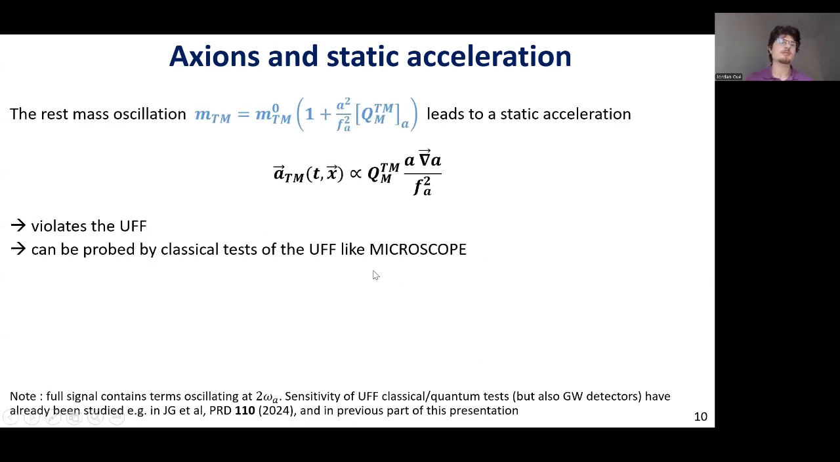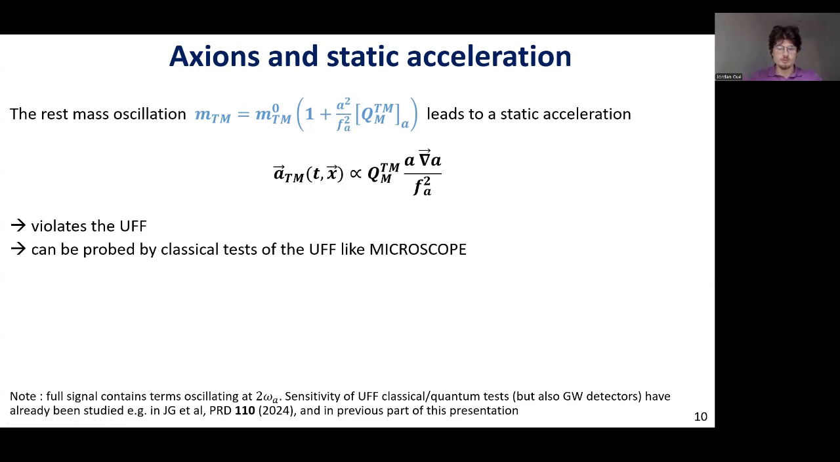Now in the same way as before, the rest mass that I showed you before leads to an acceleration of your test mass. Now, since here the test mass is quadratically dependent on the axion field, you have a time-oscillating acceleration, but you also have a static acceleration, which looks like this. And so again, it's proportional to this Q parameter that is, again, as in the dilaton case, atom dependent. So this acceleration violates the universality of free fall, and so it can be probed by classical tests of the universality of free fall, like MICROSCOPE.